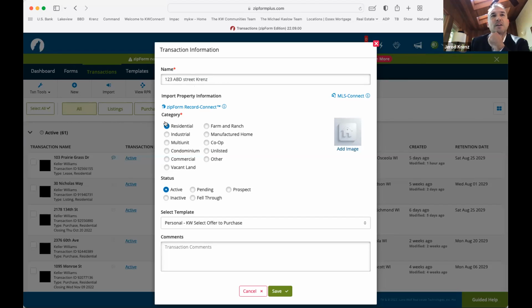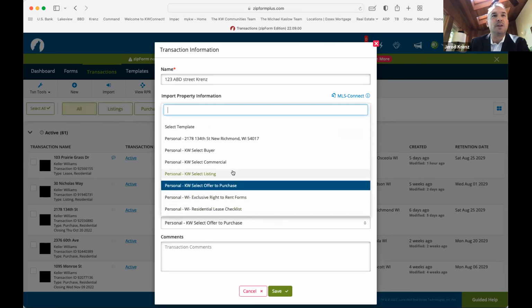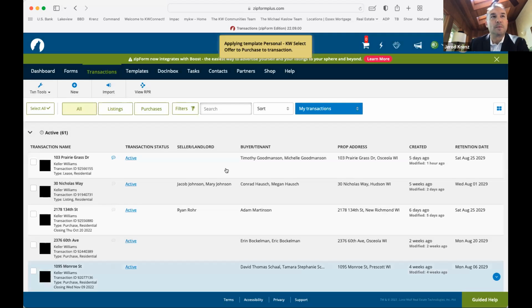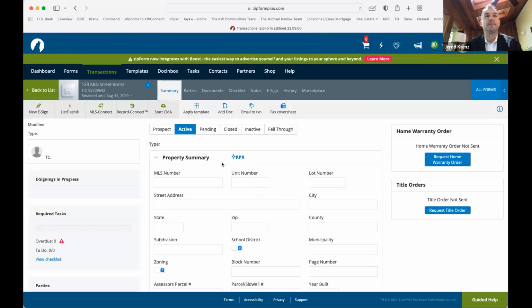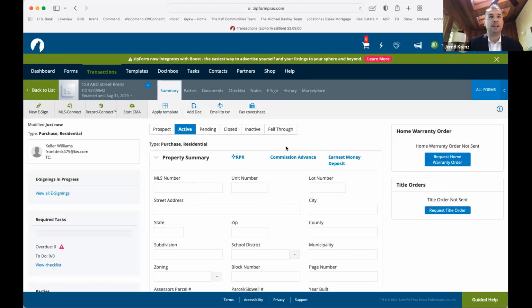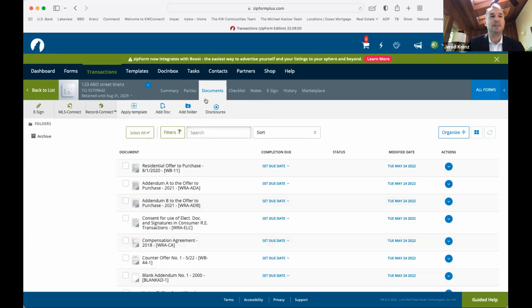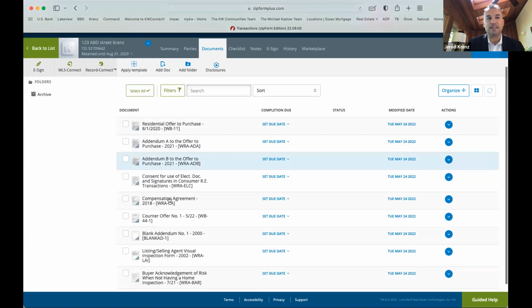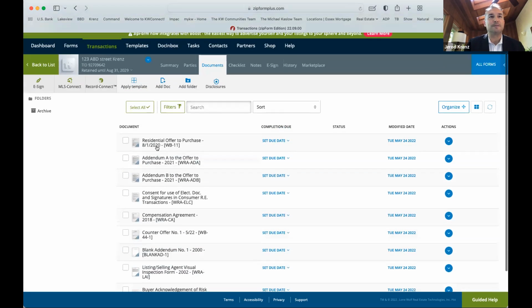All right. So when you're filling this out, click residential, active status, and then the templates. That's what I wanted to show. Right here are the templates. Someone must have created a personal template in there. But you want to go to the KW Select. This is an offer to purchase. So we're going to click on that. So that pulls up this information. And then I'm going to jump to documents. And here's all the documents that one could use in this process. Today, we're just going to go through the residential offer to purchase.